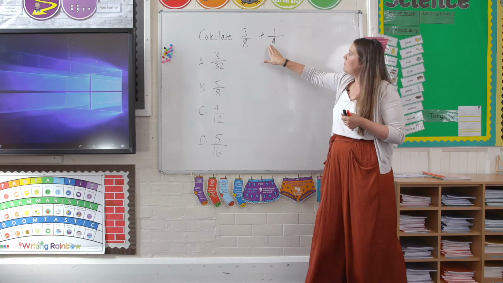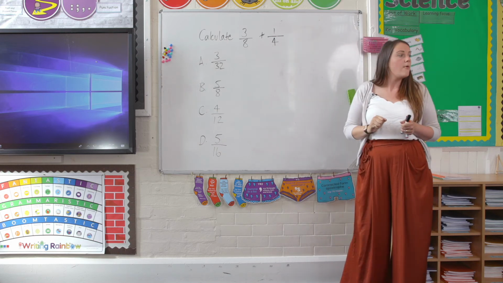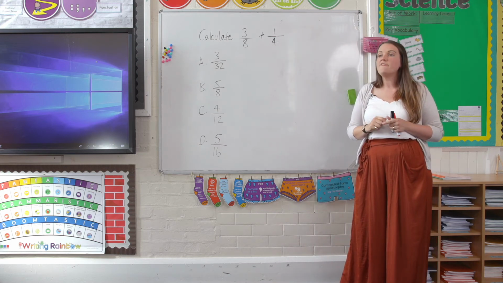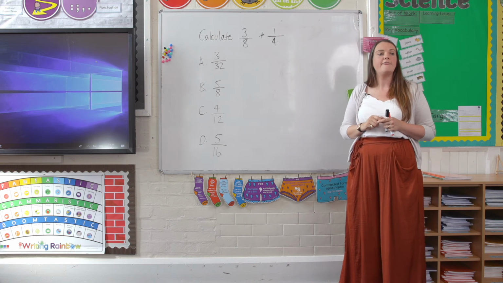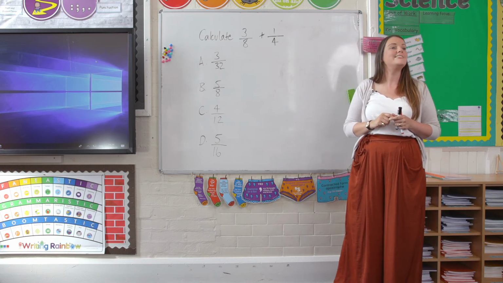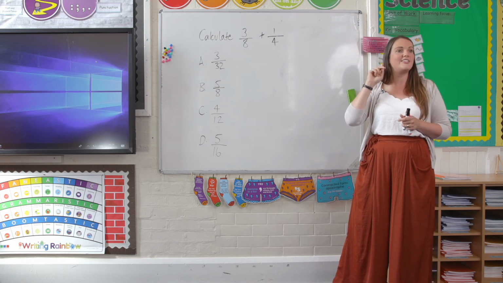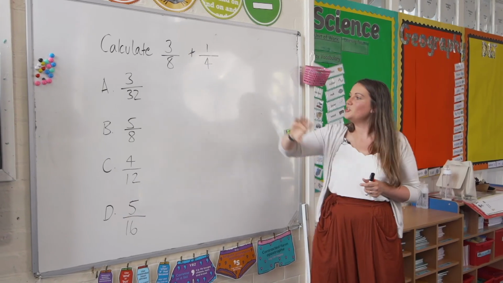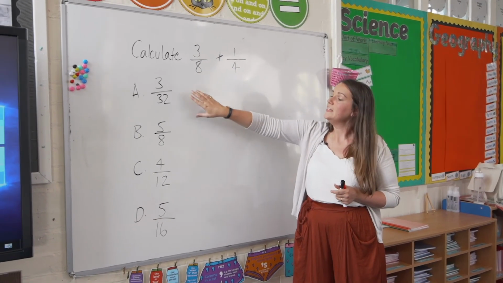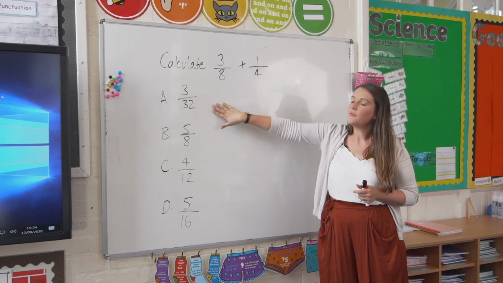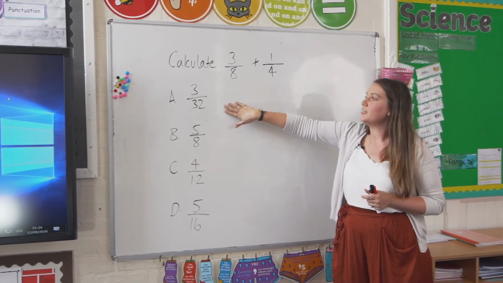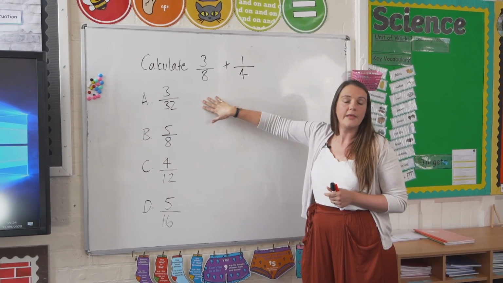So we need a number that both 8 and 4 go into, a multiple. Can you give me a multiple of 8 and 4? Lucy, you got 32. Yeah. Okay, so you got 32. So you've multiplied 8 by 4 and you've ended up with 32 and you've got A there on your board, haven't you? And I can see a few more around the room.